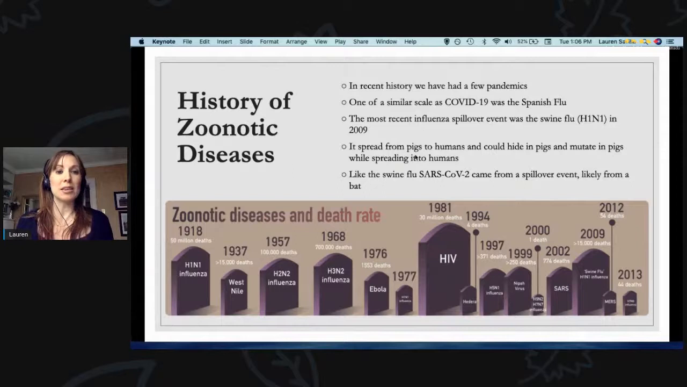The most recent influenza spillover event, so that's when a flu virus goes from animals and spills over into humans, was the swine flu, H1N1 in 2009, and this killed over 15,000 people. So, these viruses are no joke. They definitely are taking lots of lives and making people sick. We really need to look at the ways that we're treating animals and at this interconnection between people, animals, and the environment, and how we can do more to prevent these diseases coming into the human population. How we're treating animals and the environment is a huge part of that.